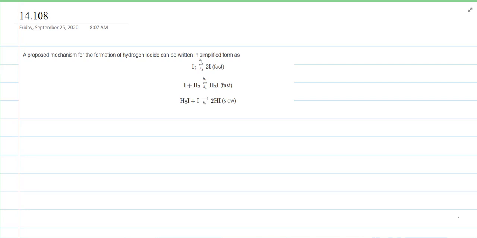Hey guys, welcome back. We're going to do a problem from chapter 14, number 108. So there's a proposed mechanism for the formation of hydrogen iodide, which of course is HI. And what are the reactants? Well, it looks like we've got I2 and H2.